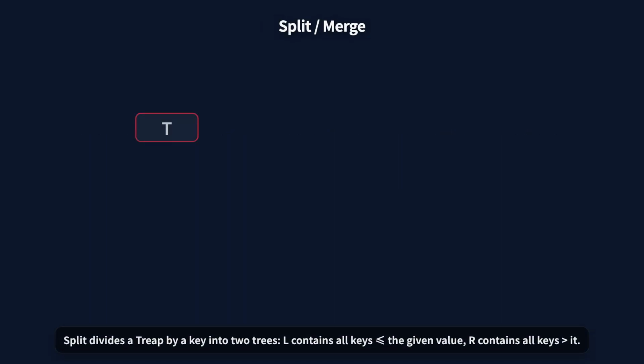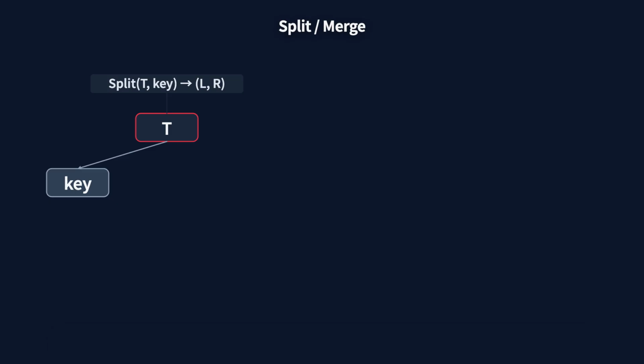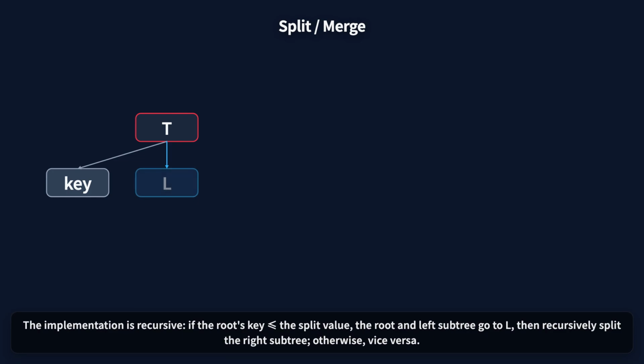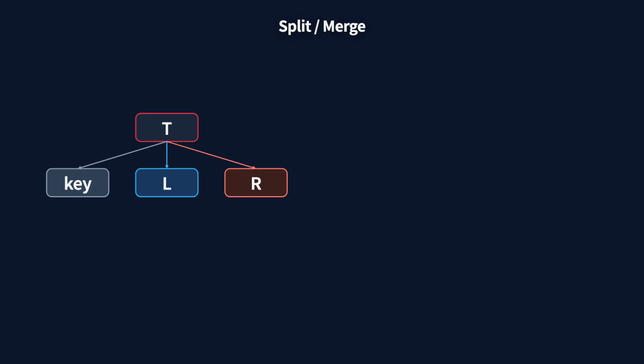Split divides a treap by a key into two trees. L contains all keys less than or equal to the given value. R contains all keys greater than it. The implementation is recursive. If the root's key is less than or equal to the split value, the root and left subtree go to L, then recursively split the right subtree; otherwise vice versa.